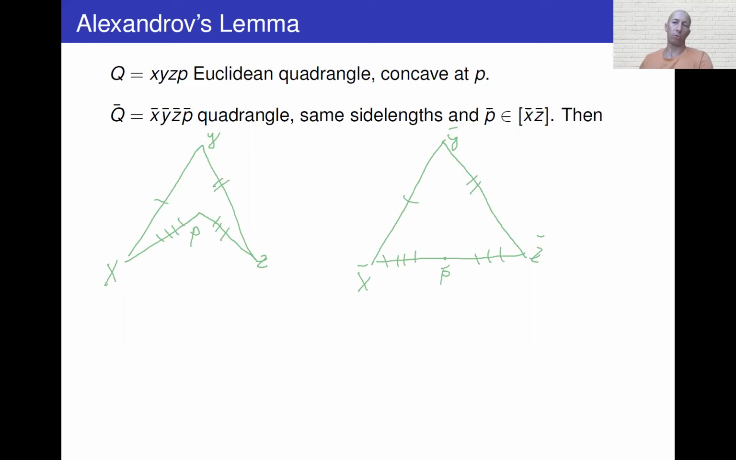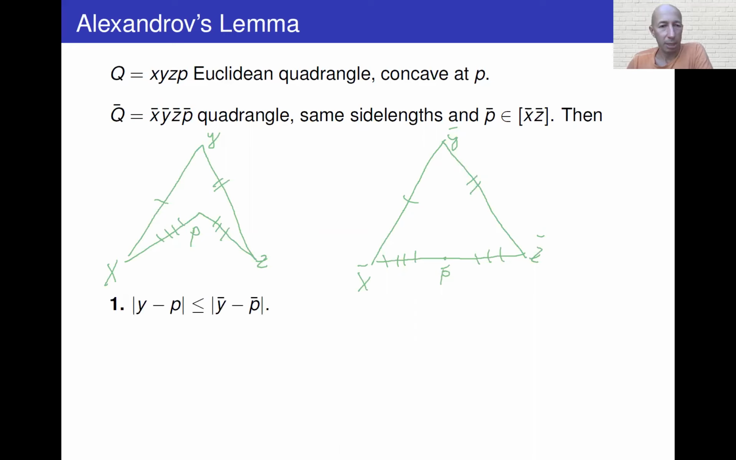So what you should think of is that this first picture is movable, and you take the point P and move it downwards until the connection between X and P and P and Z becomes straight. And now Alexandrov's lemma can be formulated.